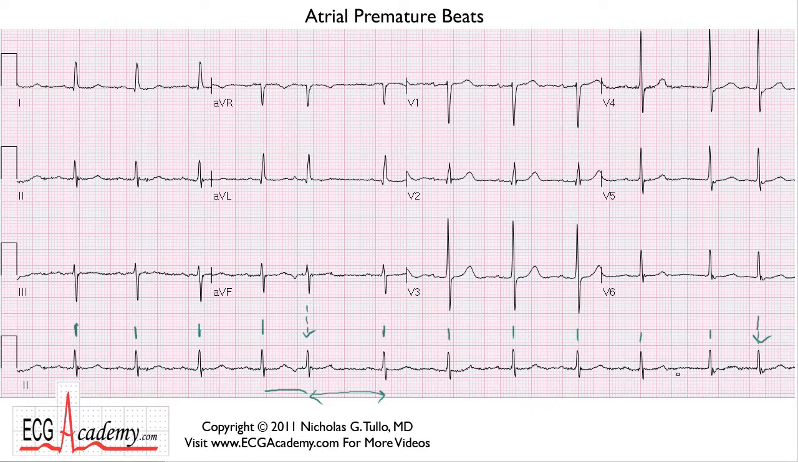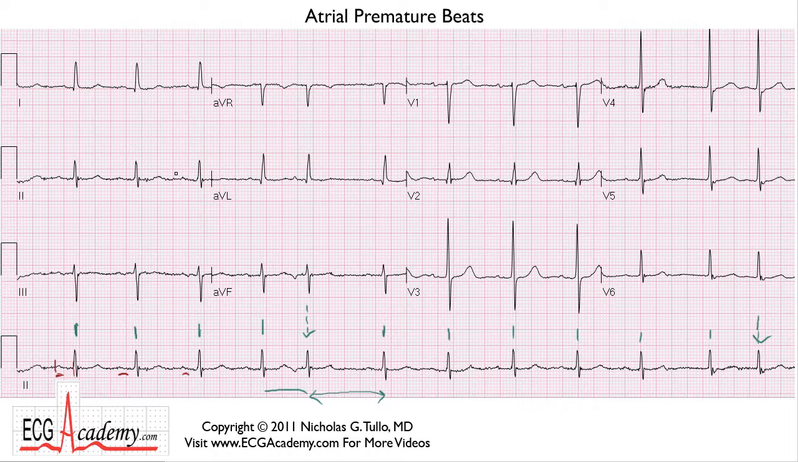Now, the first thing you want to look at are P waves. Where are the P waves? How do they relate to the QRS complexes? Well, I do see a P wave in front of this beat. There's a little bit of a first degree AV block. If you measure the PR interval, it's about 240, 280 milliseconds. And you have a P wave there as well, so it's fairly consistent.